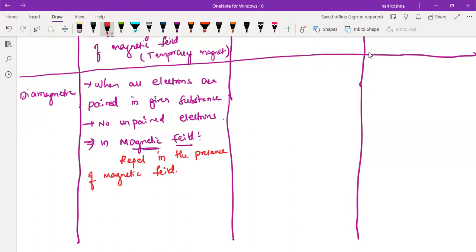It will repel in the presence of a magnetic field, and whatever domains are there will be in opposite directions, because the electrons are paired. So all the domains will cancel out each other. So it will form zero spin. Examples are TiO2, Au, Ag, V2O3, NaCl, and C6H6. These are the examples of diamagnetic substances.